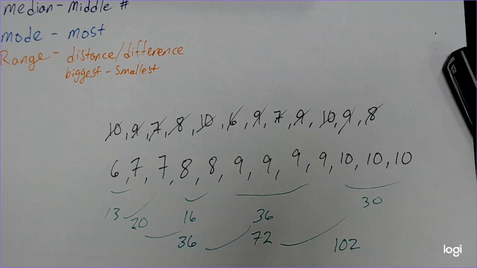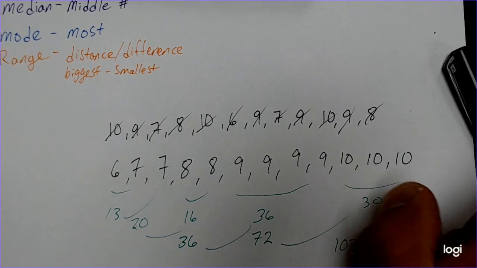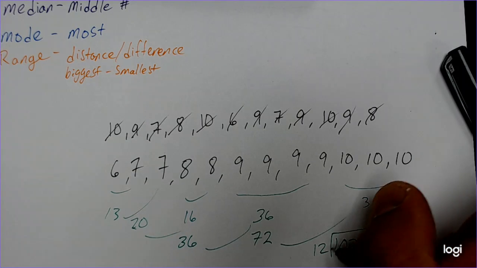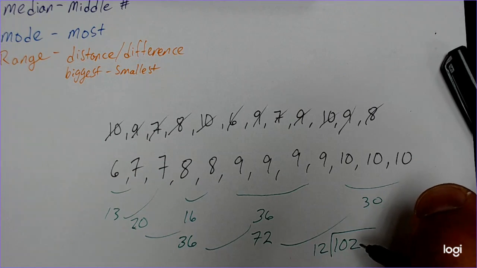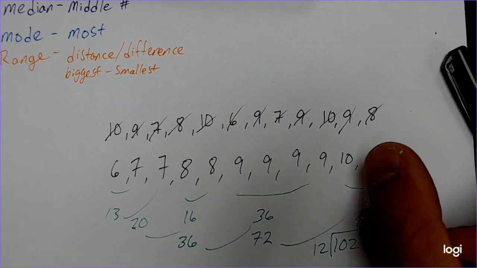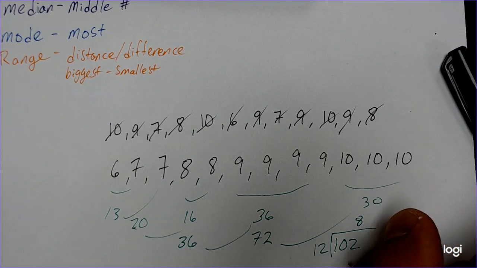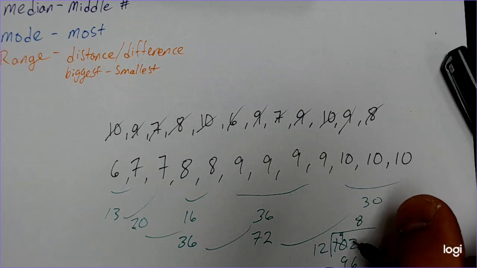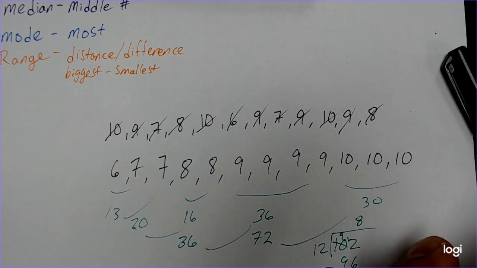So I've got 102. Now I have to take 102 and divide it by 12, right? 12 will not go into 10, so I have to guess how many times 12 will go into 102. Well, if I know my 12 times tables, I know that 12 times 8 equals 96, so I'll start there. 8 times 12, I get 96. Let's see here, I'm going to borrow from the 10.